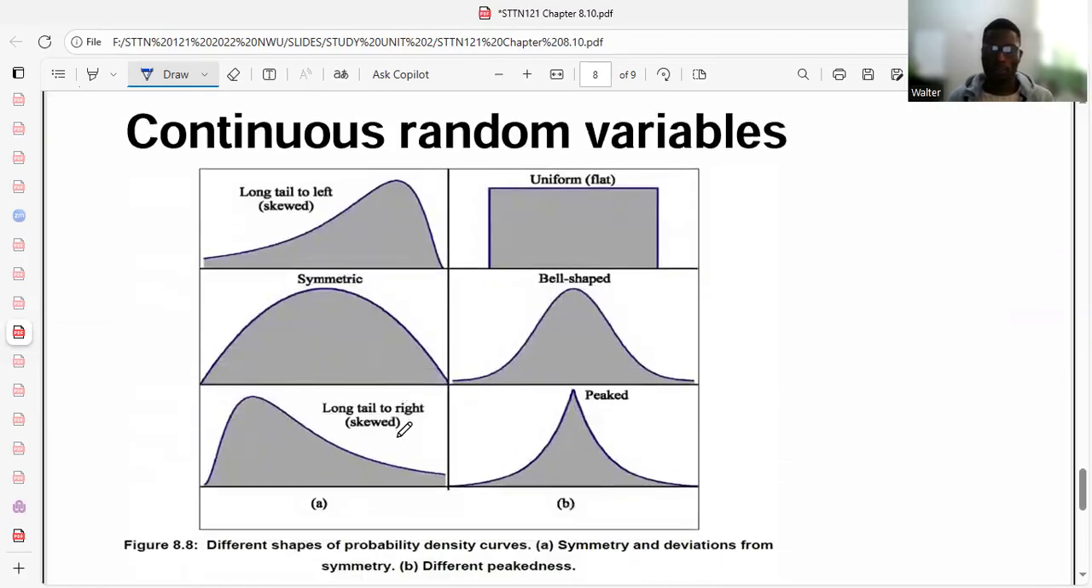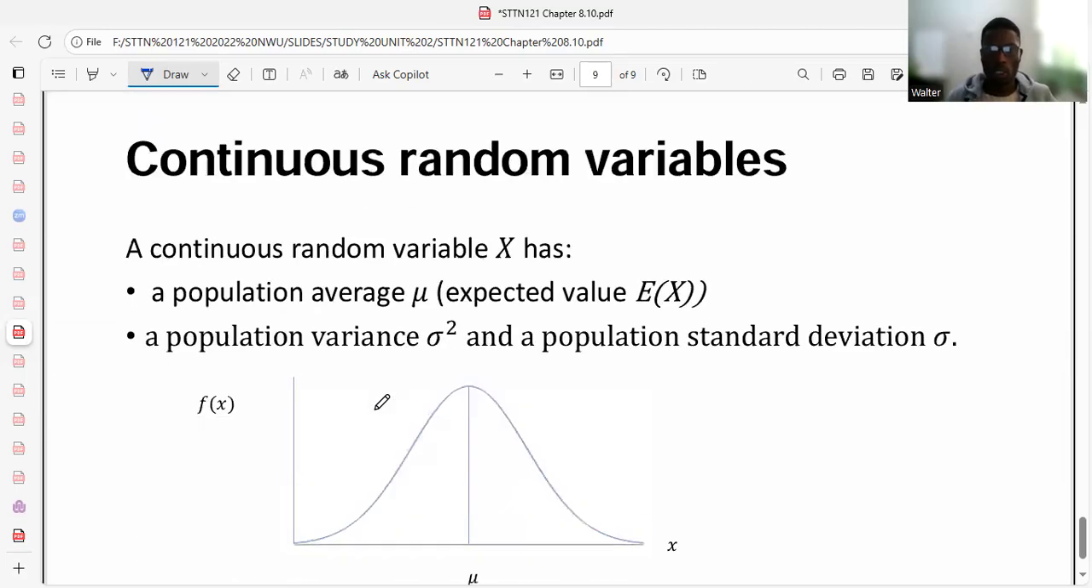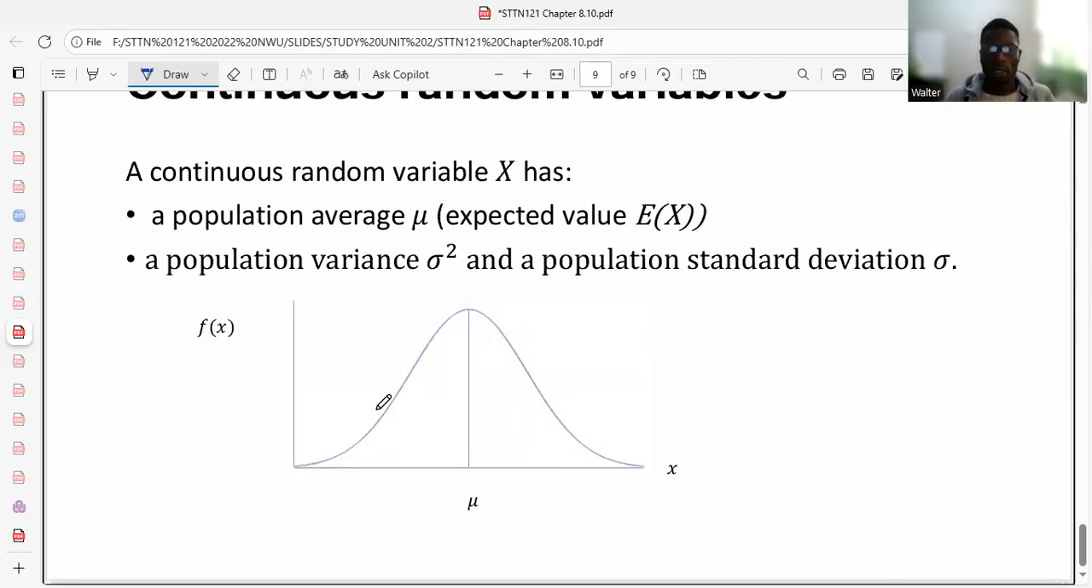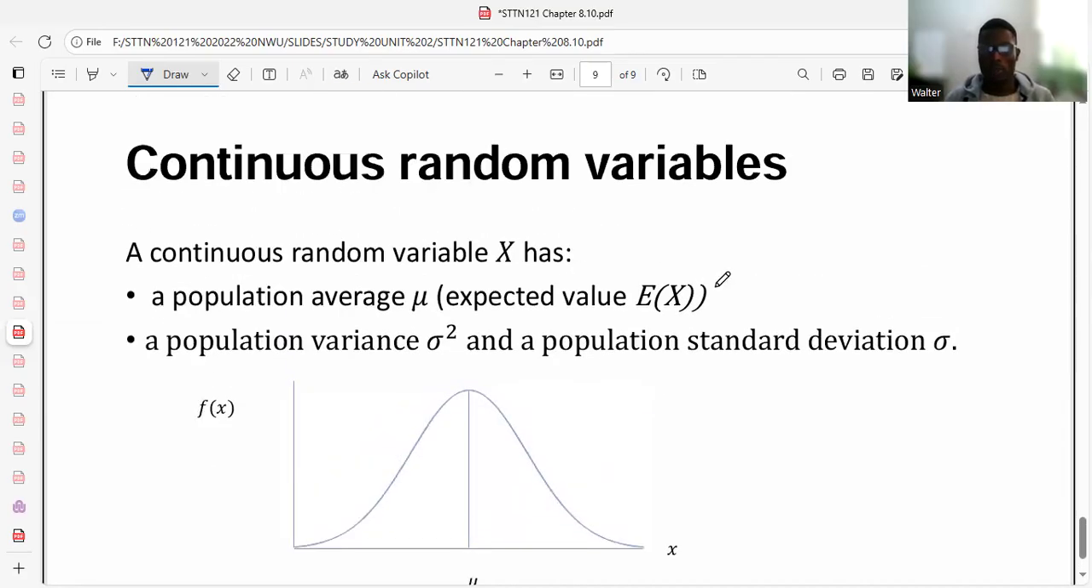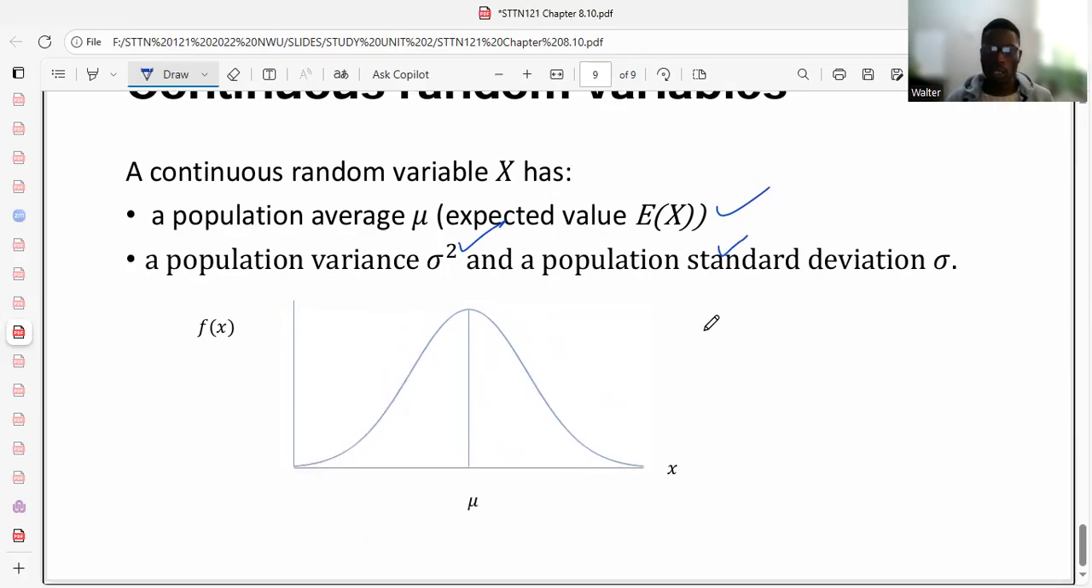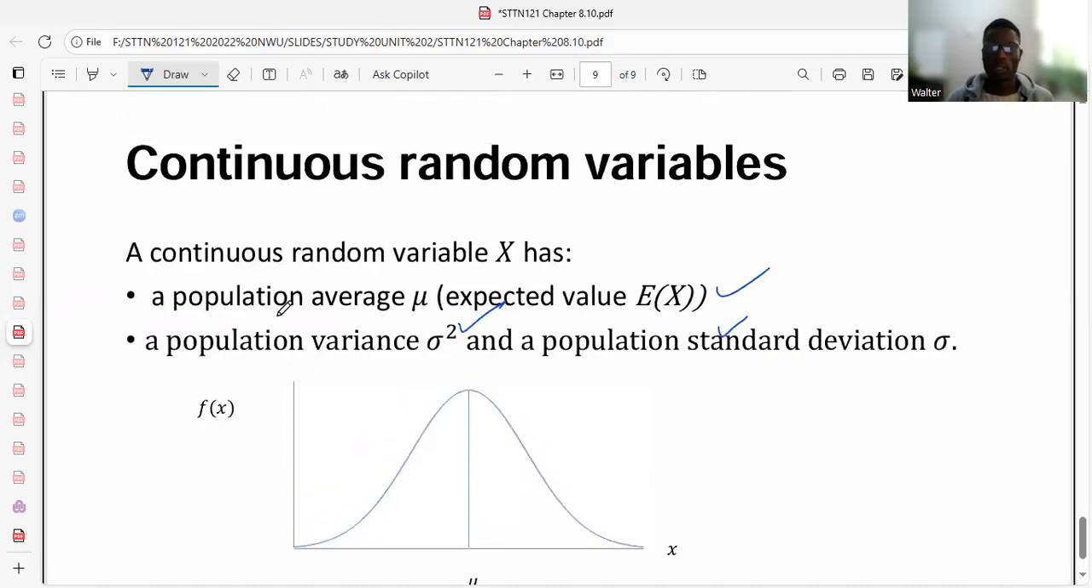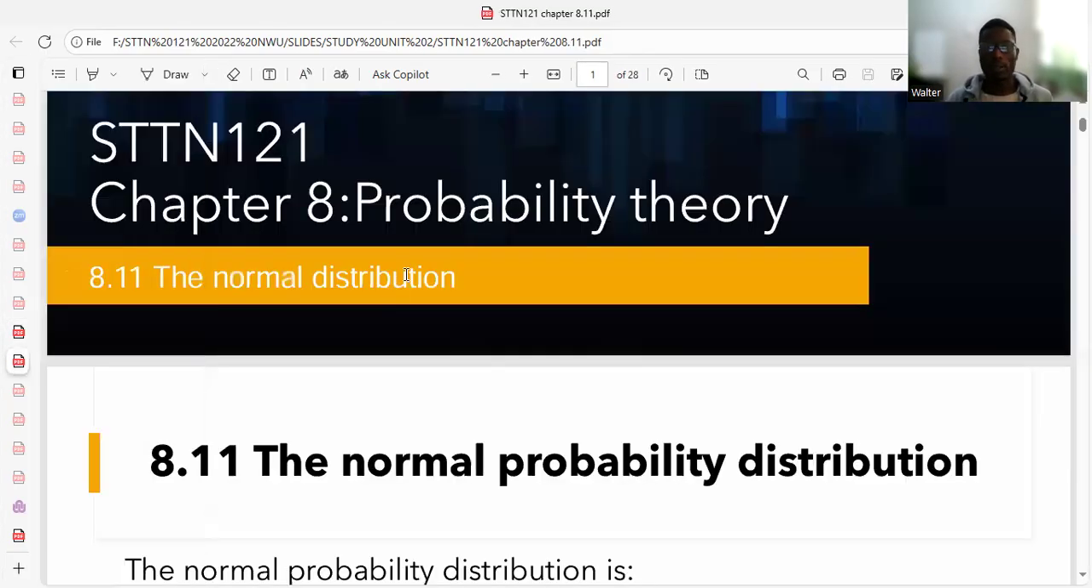Okay, this is how you see that the distribution is symmetric. I'm also going to explain this one when we do the questions. I think I talked on the previous video about the expected value, the variance, and also the population standard deviation. So this is the end of this one. We're going to go and check 8.11.